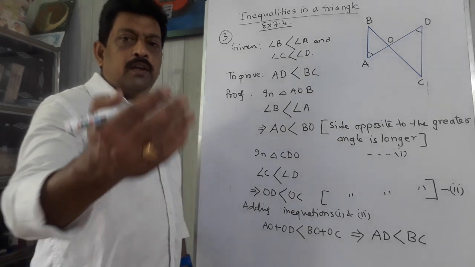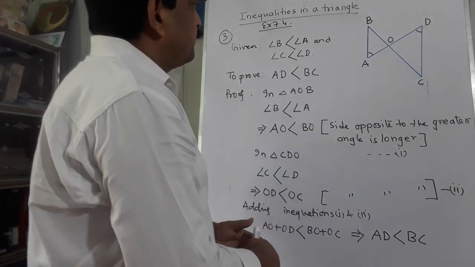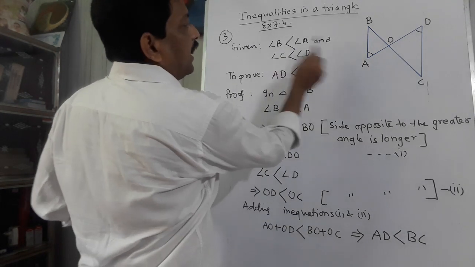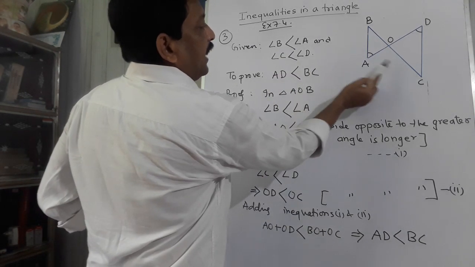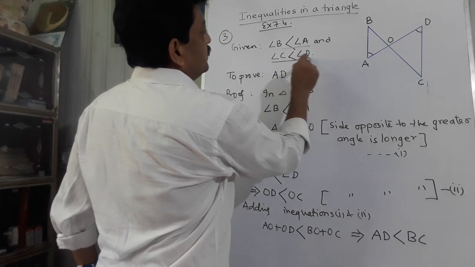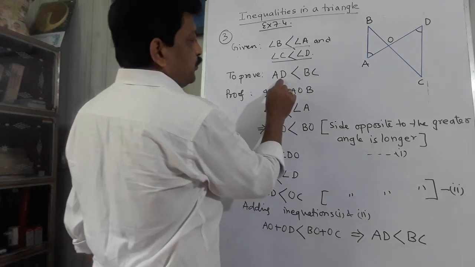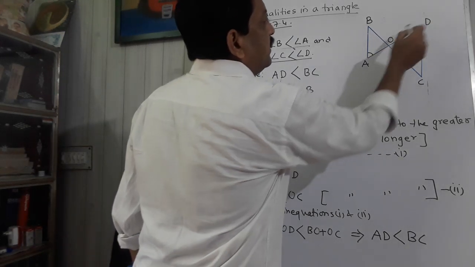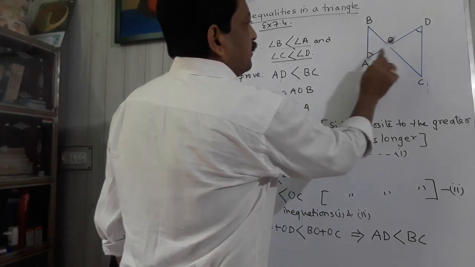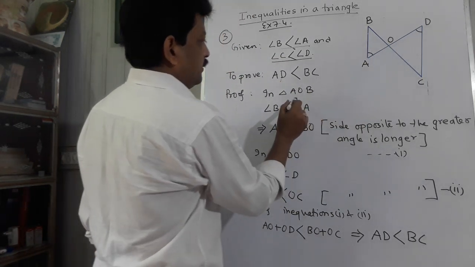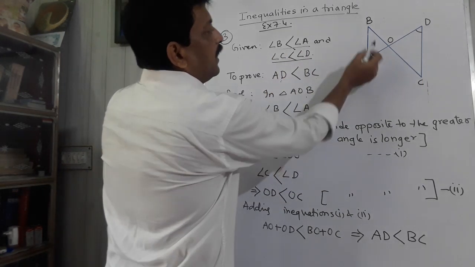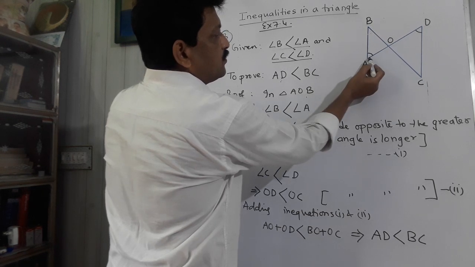Hope you have understood. Let me explain it once again. In this given figure, it is given that angle B is less than angle A and angle C is less than angle D. We have to prove that AD is less than BC. So there are two triangles. First I have taken triangle AOB. In triangle AOB, it is given that angle B is less than angle A.